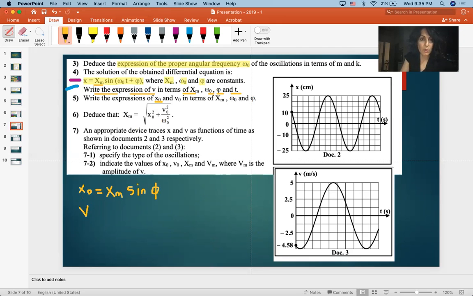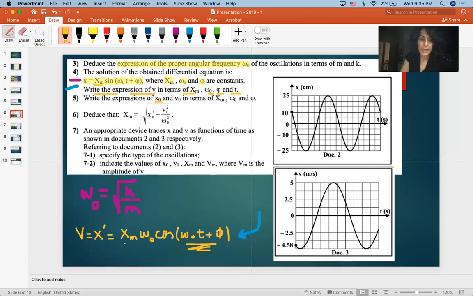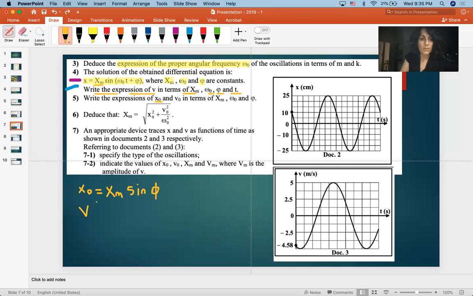Now, how do I find v0? Back to the previous slide, it's xm w0 cosine phi because this guy is gonna cancel out because time is equal to 0. So v0 is gonna be equal to xm w0 cosine phi. Now let's read the question again. Write the expression of x0 and v0 in terms of xm, w0, and phi. All right, so I think it's done because we wrote the expression of x0 and we wrote the expression of v0 and it's over. Now they want us to deduce this.